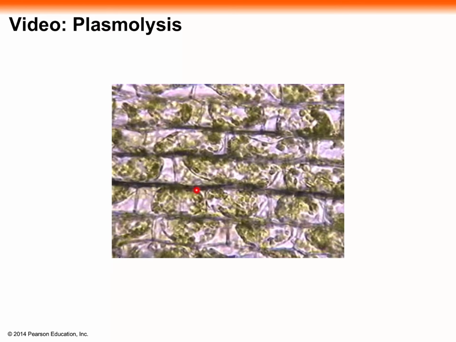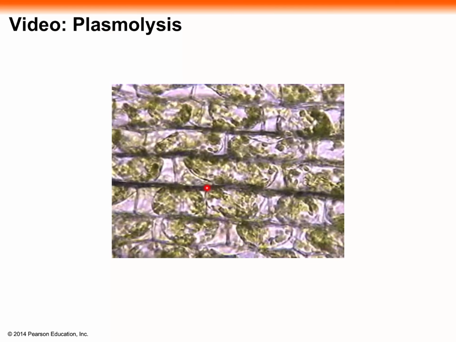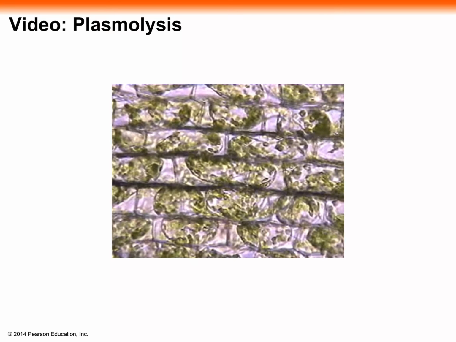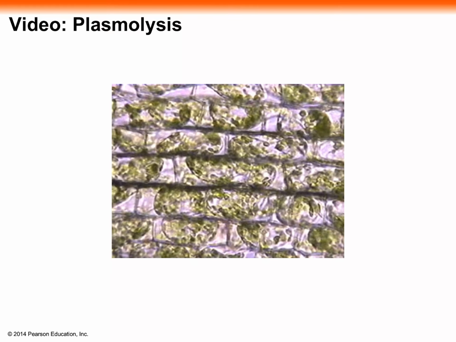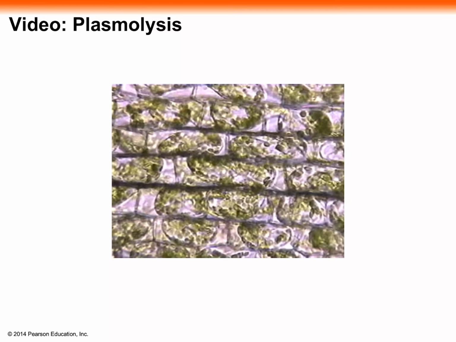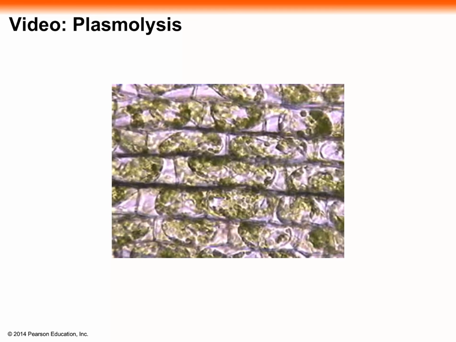You can see the cell membrane has pulled away from the cell wall. There's a cell wall, and all the contents of the cell are now sort of condensed down inside that membrane. Those plant cells have been put in a hypertonic environment, and they've lost water. That's plasmolysis in a plant cell. And if that goes on long enough, that can kill the cell, as we said.